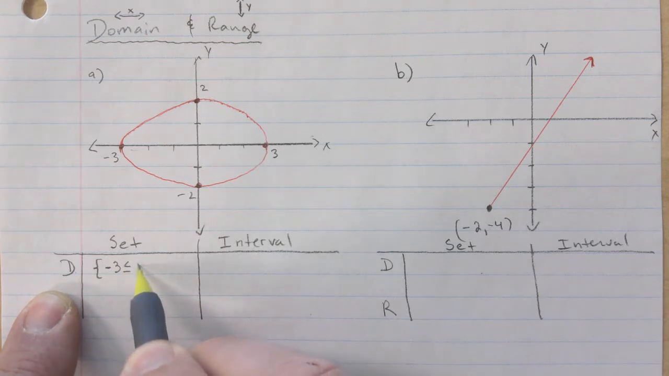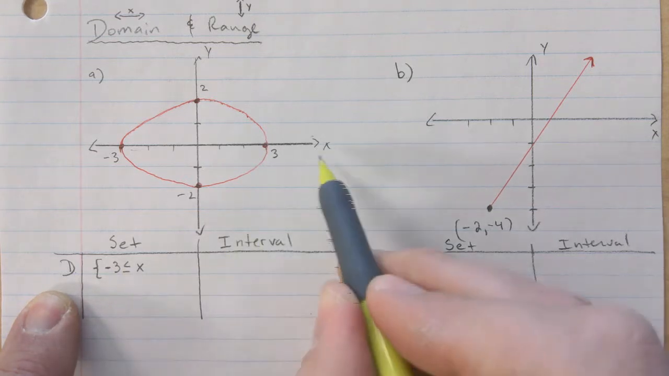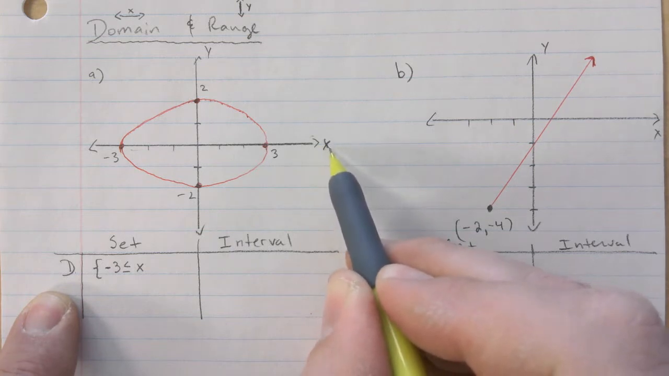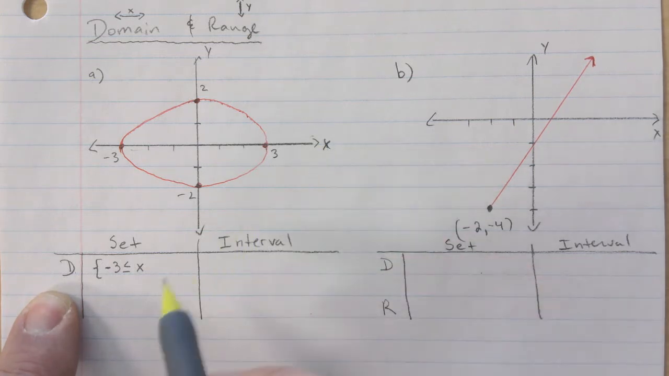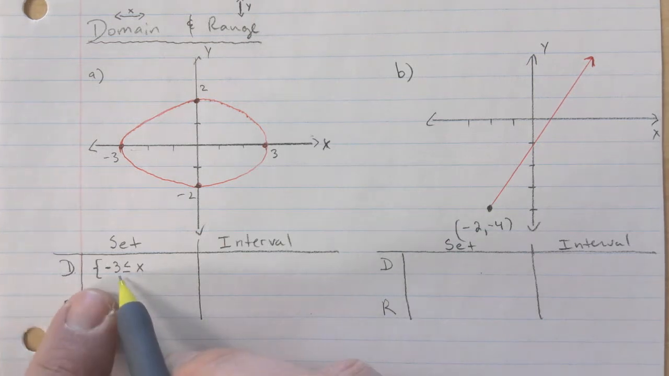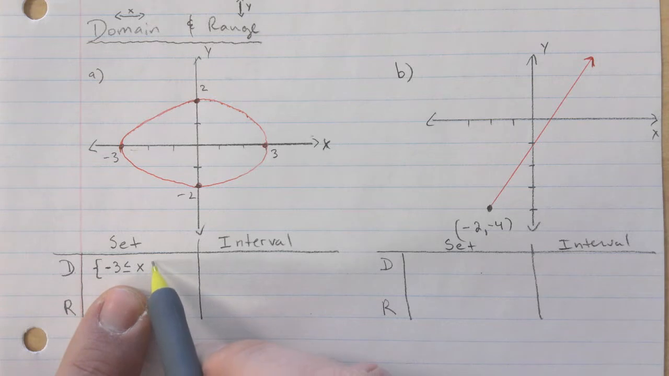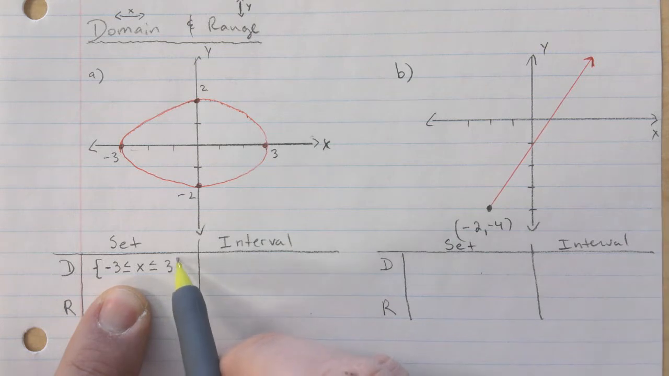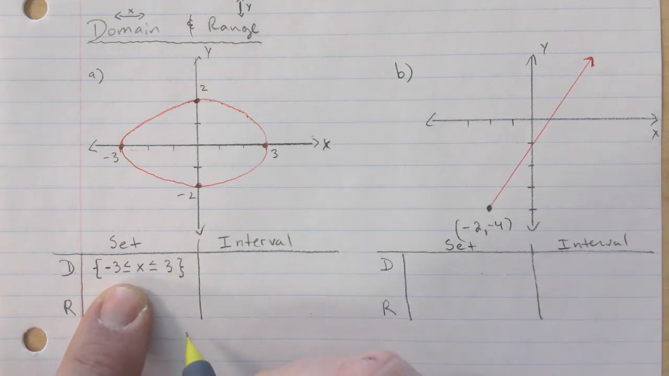right? And then we write down the actual variable. In this case, it's x, but down the road, it could be different, right? Whatever is associated with your x value, that's the letter you got to use here. So you're saying that x is greater than -3, but it's less than or equal to 3, which is the highest value. So that's how you come up with your domain in set notation.